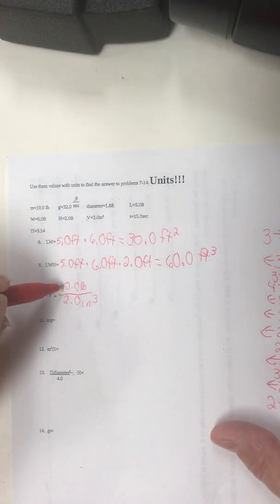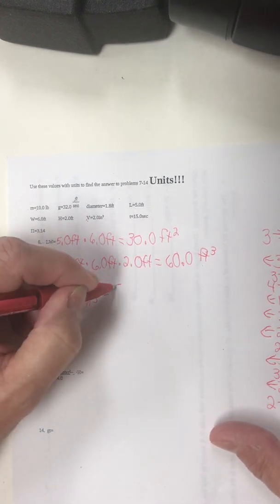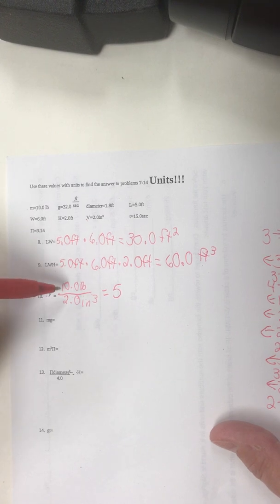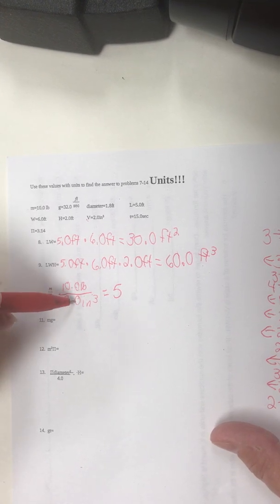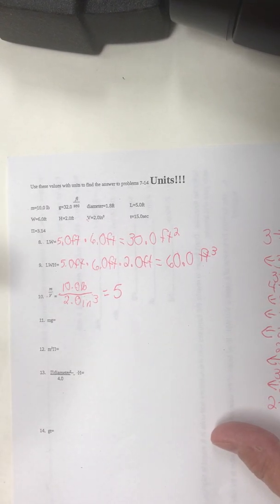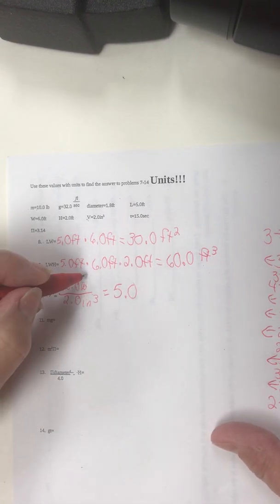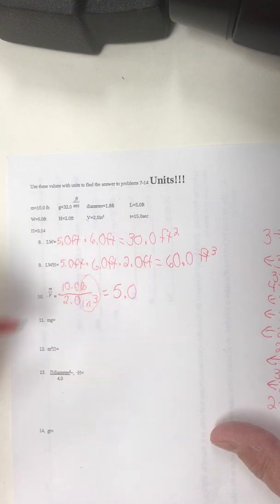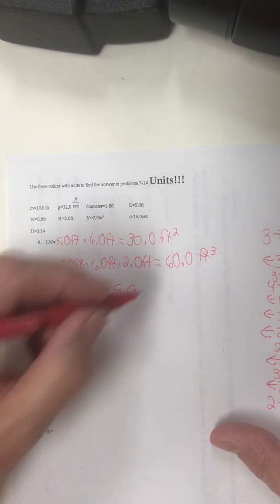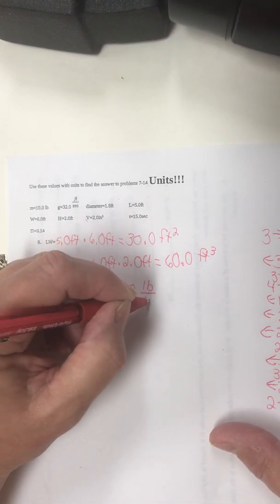All right, so when you take 10 divided by 2, hopefully you don't need a calculator to get 5. You have 1 decimal place and 1 decimal place. The least number of decimal places is 1, so my answer needs 1. And if you wrote it like a fraction, like the formula said so, it gives you the unit, pounds over inches cubed.